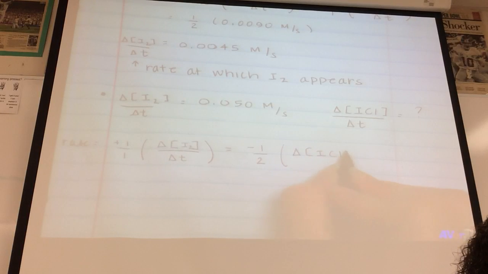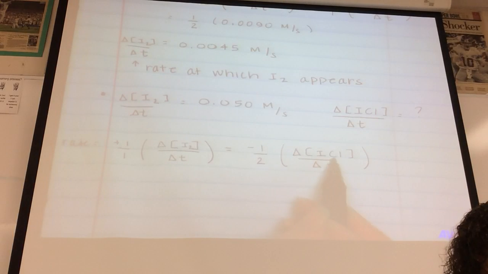Why is that a -1? Because it's a reactant. Exactly, good. Iodine chloride's on the reactant side, so it's a -1. Where'd you get the 2 from here, Chloe? The coefficient of iodine chloride. Perfect. So there's your rate equation or expression.